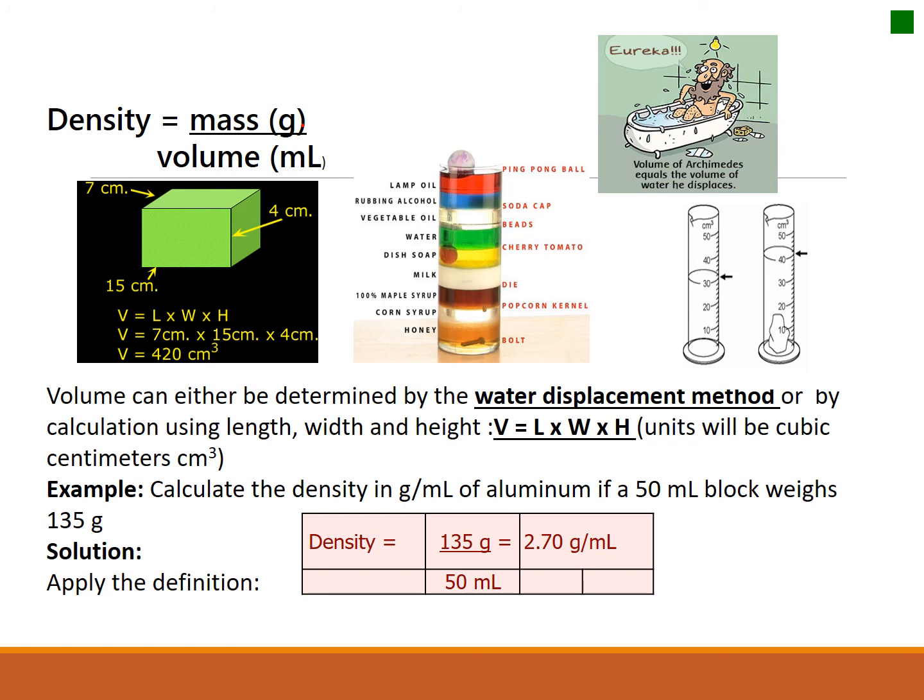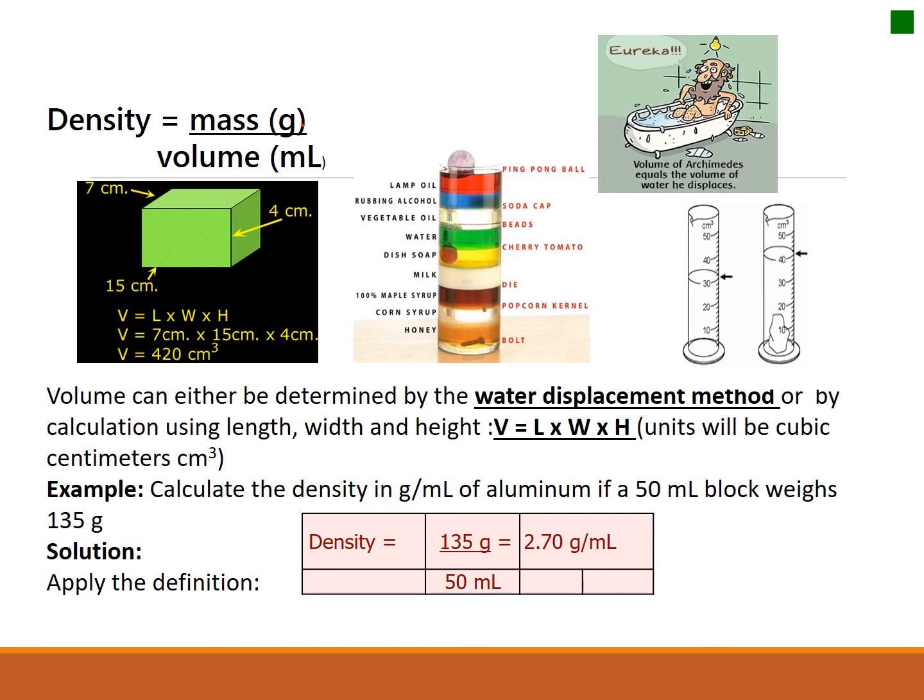Now to calculate density, now that you have that other information, let's take a look at a quick example. It says, calculate the density in grams per milliliter of aluminum if a 50 milliliter block weighs 135 grams. So we take the formula, which is mass divided by volume. The mass is, in this case, 135 grams, and the volume is 50 milliliters. So you divide the two, and you get 2.70 grams per milliliter.